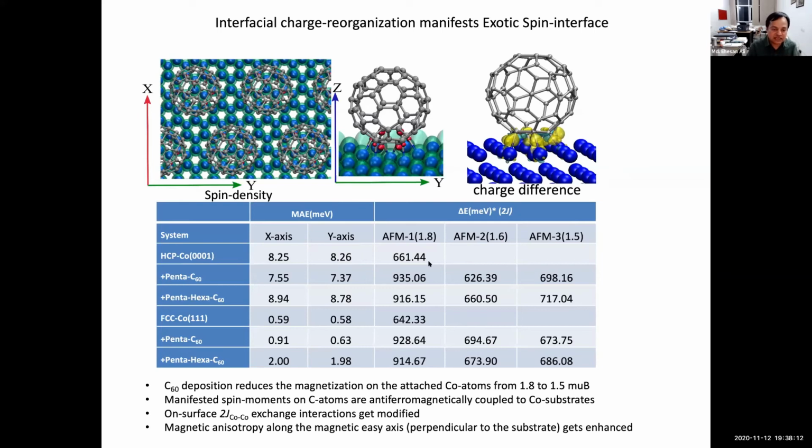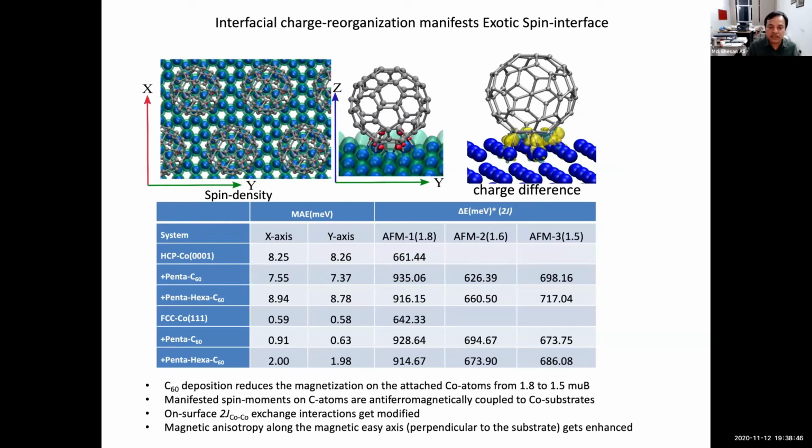Okay, and one more thing we observe is that the exchange coupling J between these two surface cobalt atoms, when nothing is adsorbed, is about 661 millielectron volts. But when we deposit this C60, the exchange interaction is also changing, so there is already a difference in the nature of the exchange interaction on the surface.